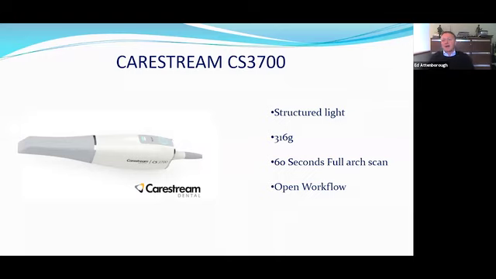Similarly, Carestream, this is the third incarnation, started off with the 3500, then the 3600, and now the 3700. Structured light, so it's projecting the barcode patterns onto the object. Clever stuff in the handle again, periscope, removable tip, 316 grams, so kind of in the middle of the field in terms of weight. 60 seconds for a full arch scan, and a fully open workflow.